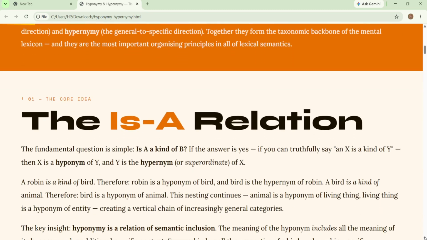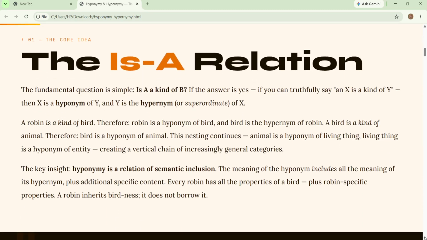So let's start. This is a relation. The fundamental question is simple: is A a kind of B? If the answer is yes, if you can truthfully say an X is a kind of Y, then X is a hyponym of Y, and Y is a hypernym of X. A robin is a kind of bird, therefore robin is the hyponym of bird, where robin is specific and bird is general, and bird is the hypernym of robin.